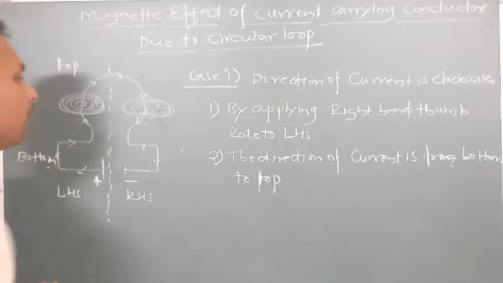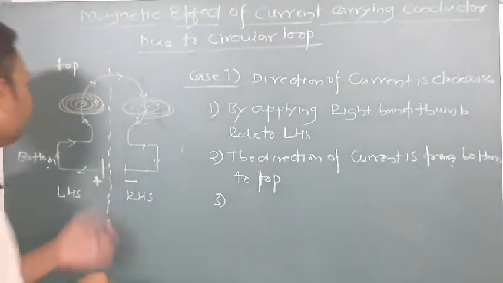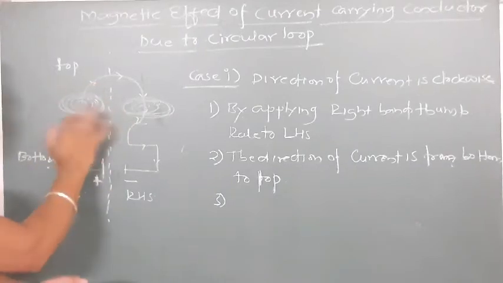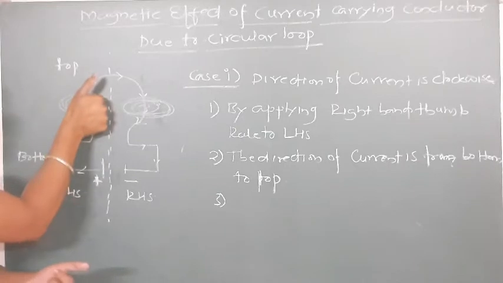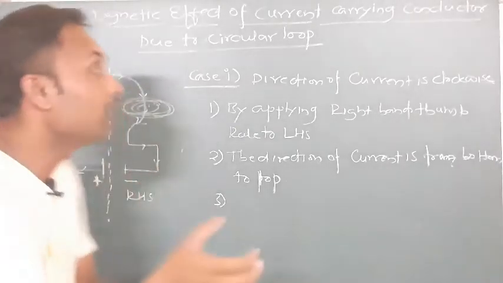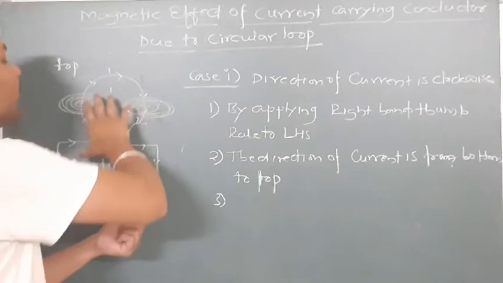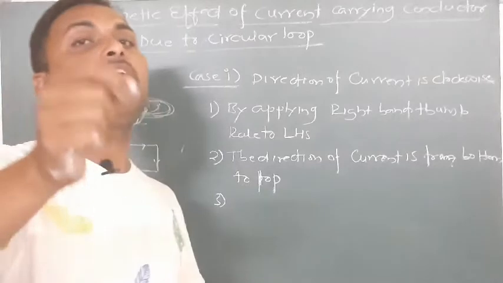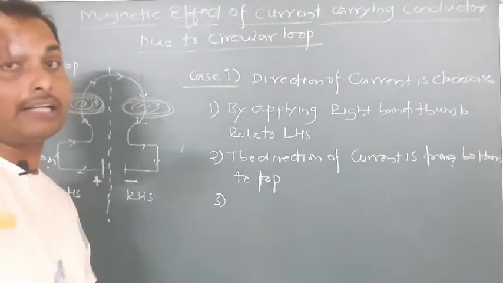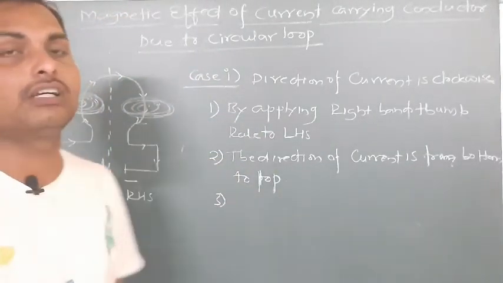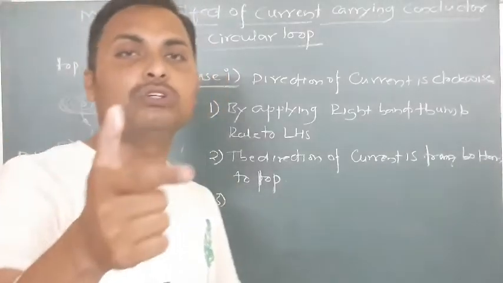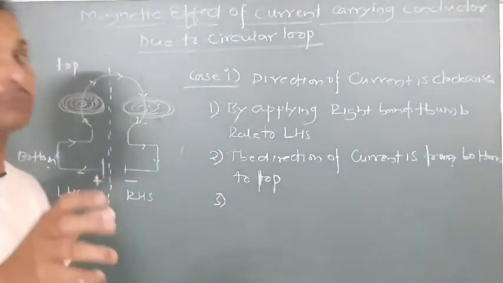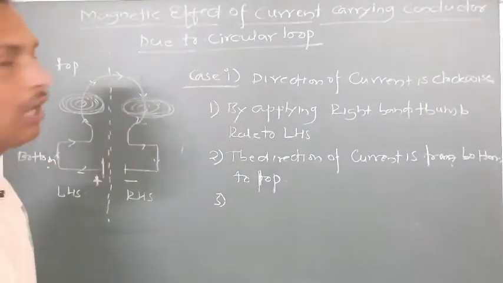Now third point, once you apply the right hand thumb rule, the direction of current is from bottom to top. Now what we need to find by the circular loop, our intention is to find the direction of magnetic field. Why are we using the right hand thumb rule? To find the direction of magnetic field. This is our intention in studying this circular loop.